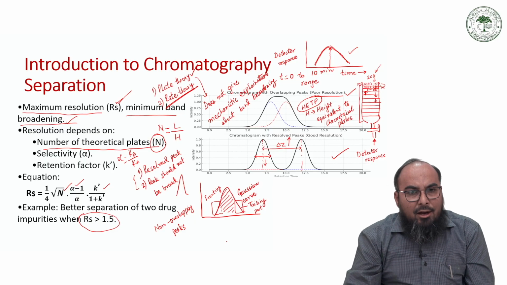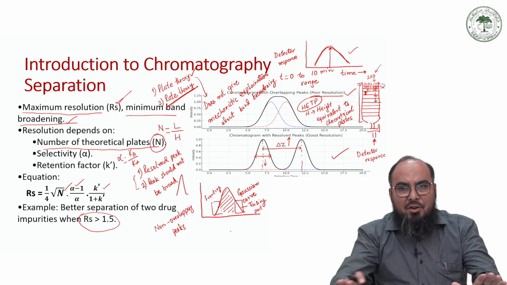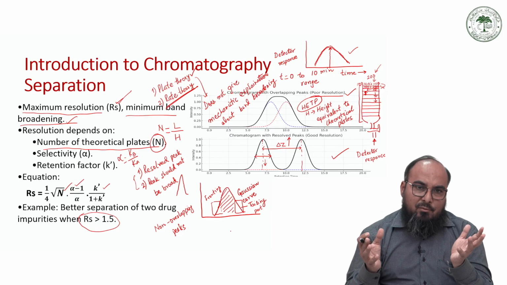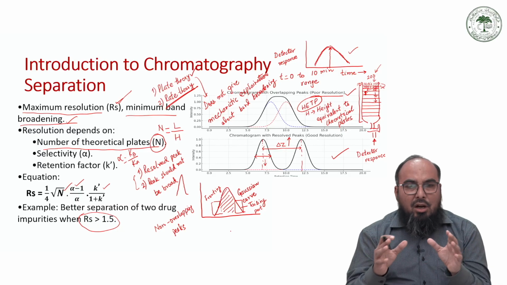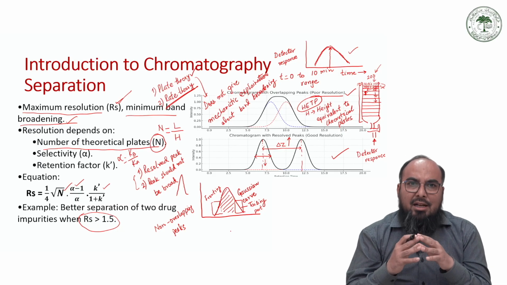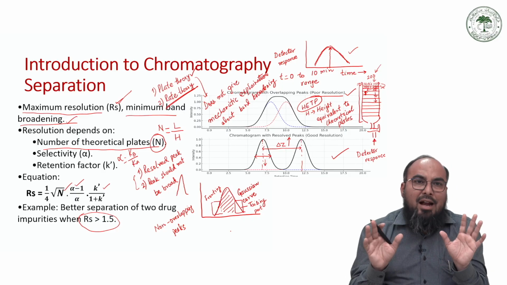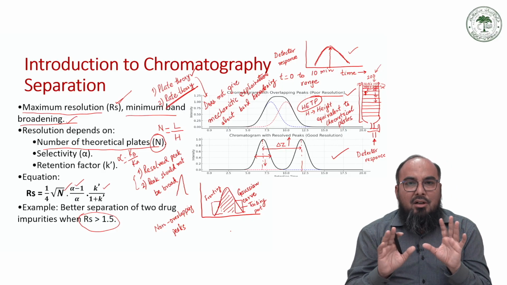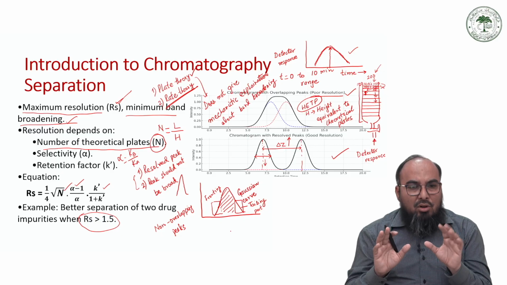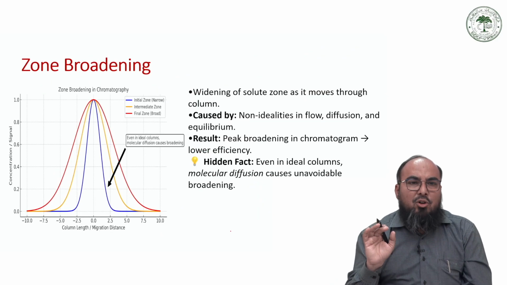Okay. Now, one important aspect which we want to emphasize at this point of time is that all these explanations which we have given here are with regard to plate theory. We have not come to rate theory. So up to this point, you should note that plate theory does not account for the velocity of the mobile phase. Nothing is dependent on it here. So let us move forward and get a very specific idea about band broadening.